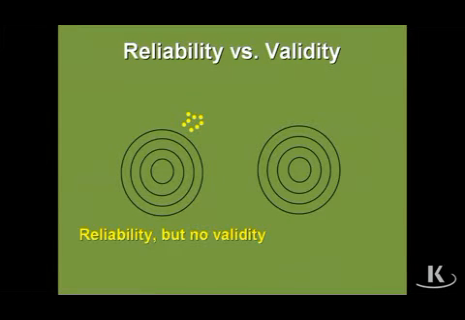As compared to this presentation on the right, there's the shots once again. Now I have the shots clustered, still reliable, but now I've hit the bullseye of the target, and so I'm also valid. On the left, reliability yes, validity no. On the right, reliability yes and validity yes. Now please note, despite what you might see in other contexts, it's impossible to have validity without having reliability.